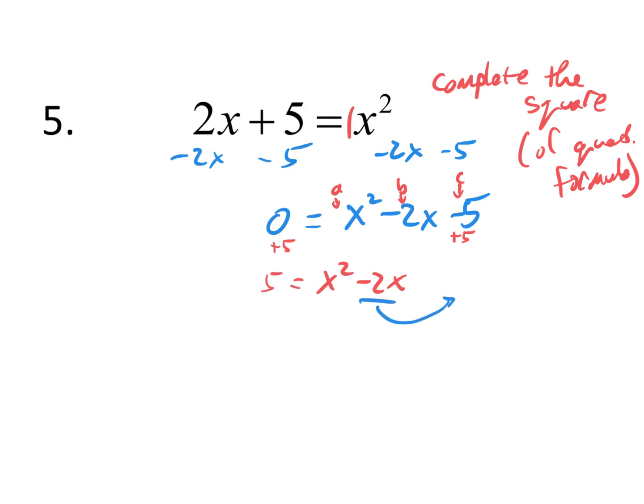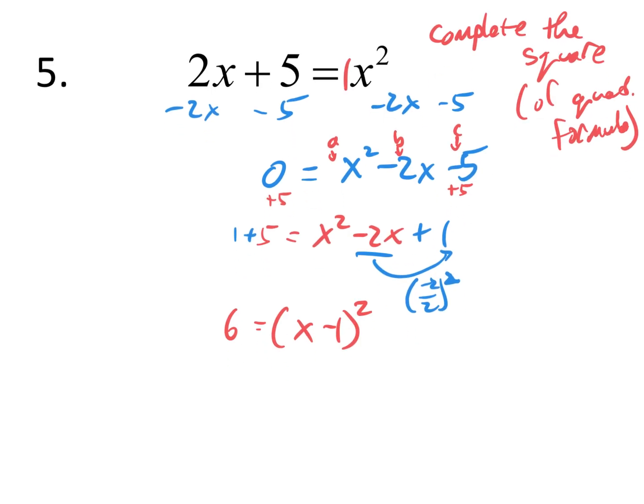And so we're going to take half of that squared: negative 2 divided by 2 squared. Well, that is negative 1 squared, which is plus 1. So we're going to add 1 to both sides. Got to add it to this side. And we're going to end up with 6 equals, now we have x squared minus 2x plus 1. We need to factor that. Well, that factors into x minus 1 times x minus 1, which is x minus 1 squared.